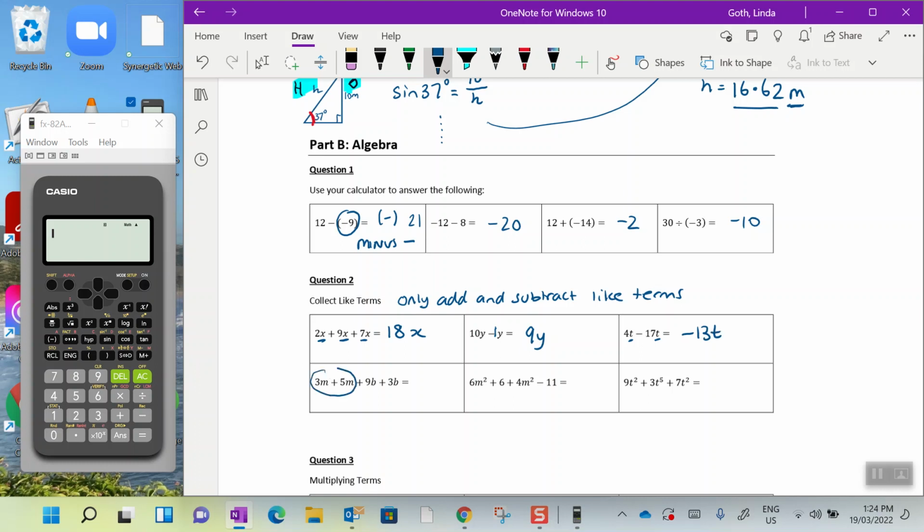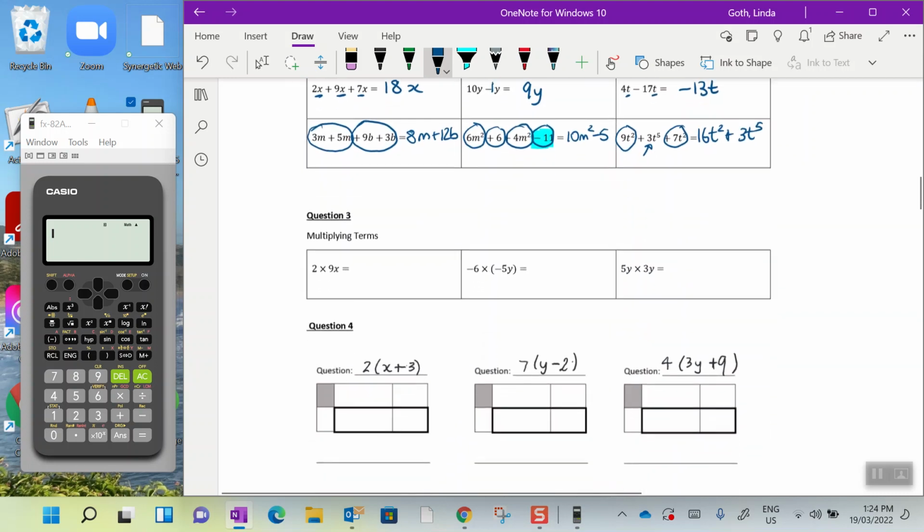Here we've got these like terms, they'll add together to give 8m, and we've got these like terms, they'll add together to give 12b. Our like terms here are the 6m squared plus 4m squared, so that would be 10m squared, and 6 minus 11 is minus 5. Be very careful to know that that minus sign goes with the 11. And finally, here's our like terms. 9t squared plus 7t squared is 16t squared, and 3t to the power of 5 is not a like term, so it's plus 3t to the power of 5, and that's as far as we can go.